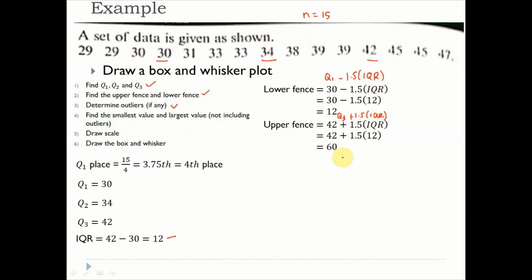Now we look at the upper fence, which is 60. Our highest number is 47. So there is no number bigger than 60. Therefore, there are also no outliers on the right side. So we have no outliers. Okay, so we have determined the outliers.